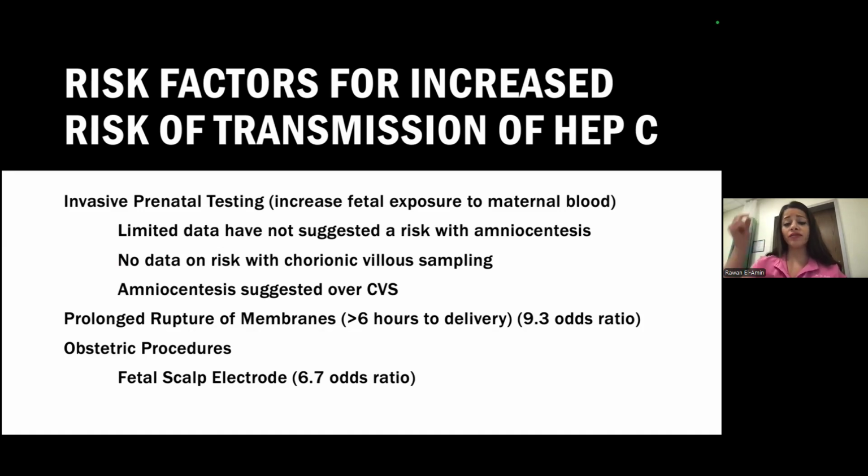Obstetrical procedures like the fetal scalp electrode. I don't know if you guys are all aware of what it is. It's a little electrode that we put on the baby's head during labor to get the baby's heart rate. And that goes inside the skin, inside the scalp. So that could be increasing, obviously, the risk of transmission. So we try to avoid that with hepatitis C and some other infectious diseases. And a lot of times we use that when we're not able to monitor the baby's heart rate externally with an external monitor.